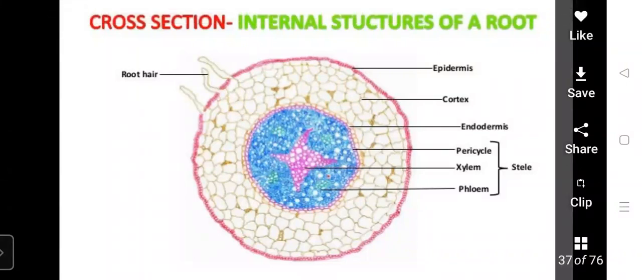Next, we are coming to the stem. But already we have discussed that in roots, Rhizophora and Avicennia are mangroves. The pneumatophores are called respiratory roots or breathing roots, which is very, very important. Rhizophora and Avicennia are examples of pneumatophores, or respiratory roots, or breathing roots. Remember this.